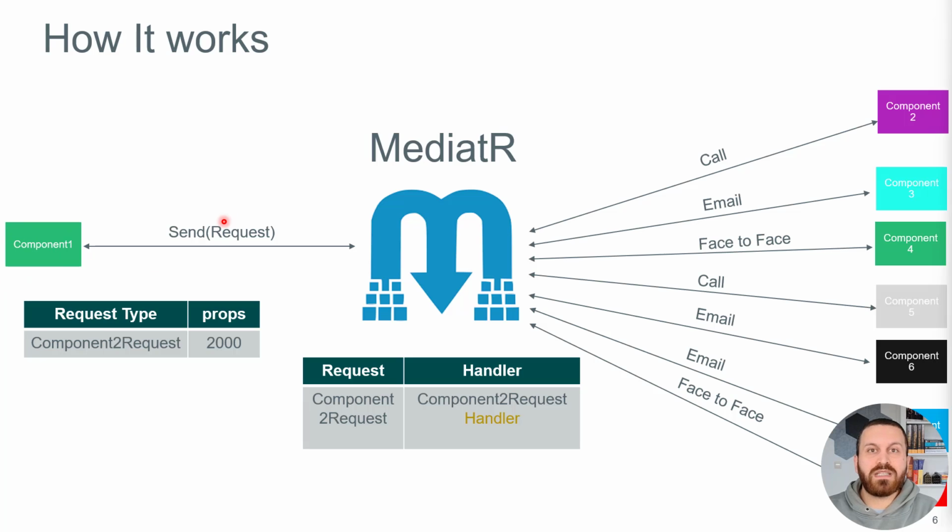If one component wants to send a request to each of them, this component just needs to send a request to Mediator. Mediator is responsible for receiving the request and, based on the request type and the properties of that request, mapping it to a handler. The request name is component to request, and the name of the handler, because of the naming convention that I mentioned, should be component to request handler. Now we know just by looking at the name which handler belongs to which request, and inside this handler we know the protocol and what to do with component 2.